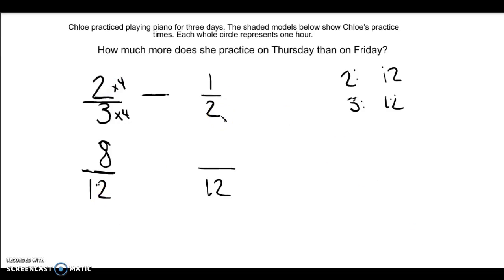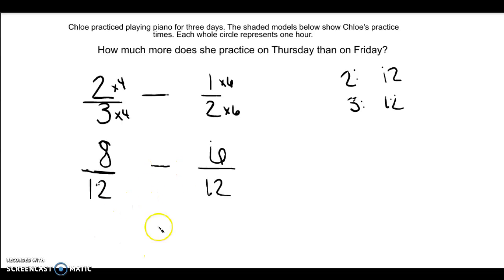1/2, you might be able to easily say, well, 6 is half of 12, but we can do the standard algorithm just to check. How do you get from 2 to 12? Well, you multiply by 6. Okay, so you do the numerator times 6, and you should get 6/12. So we need to do 8/12 minus 6/12.